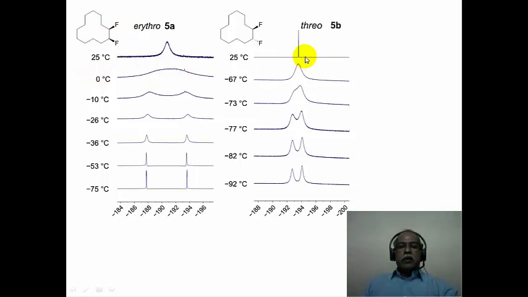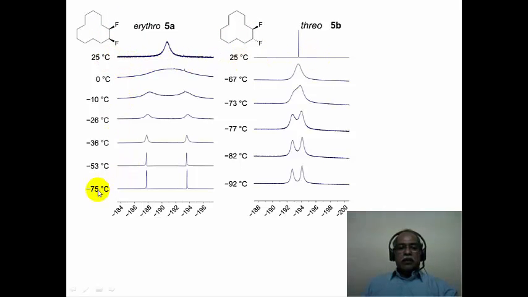So at room temperature, when you measure the spectrum, this undergoes a rapid interconversion among the various conformations, so NMR will not be able to distinguish between these two fluorines being either axial or equatorial in this particular macrocyclic system. So it essentially gives only one signal for the threo and one signal for the erythro for the two fluorine atoms, and this is essentially seen at room temperature.